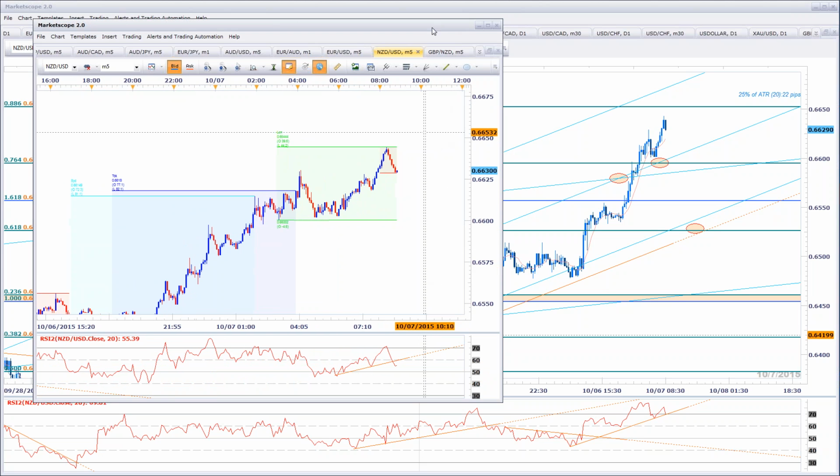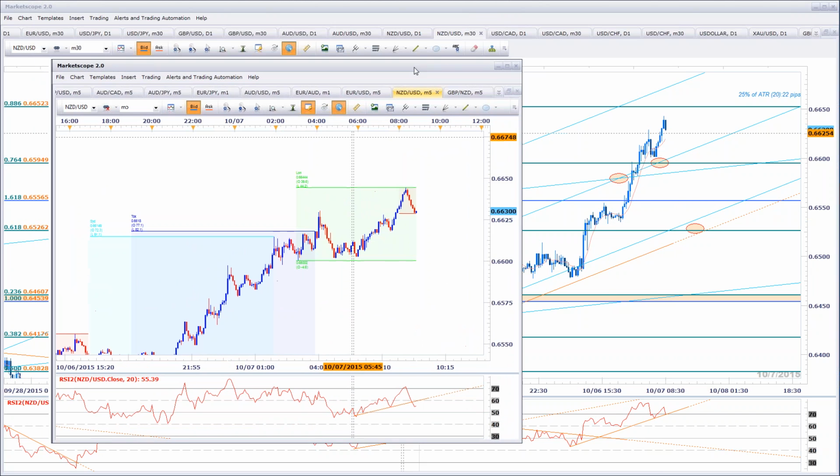Yeah, so beware of the long side just yet. Even if we do get a pullback, we'd still be favoring the long side while within this formation. But near term, with some waning momentum, both on the 30 and the 5, use a little bit of caution here if you're holding any longs.